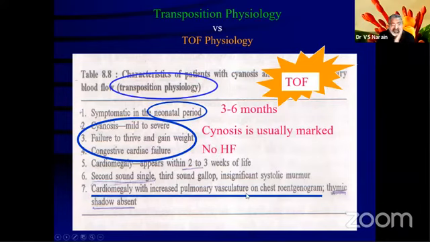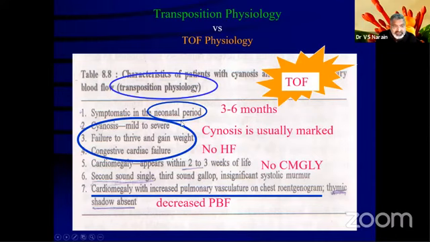And when you look at the X-ray, you find that there is a cardiomegaly with increased pulmonary blood flow on the chest X-ray in a case of transposition. In tetralogy of Fallot, there is no cardiomegaly and the pulmonary blood flow is in fact reduced. So there are lots of differences between tetralogy and transposition. The second heart sound we will discuss later, but cardiomegaly in transposition, we must remember, appears within the first, second, or third week of life.